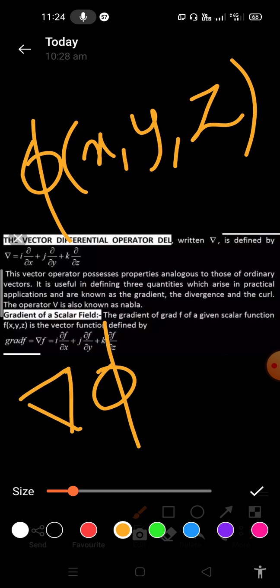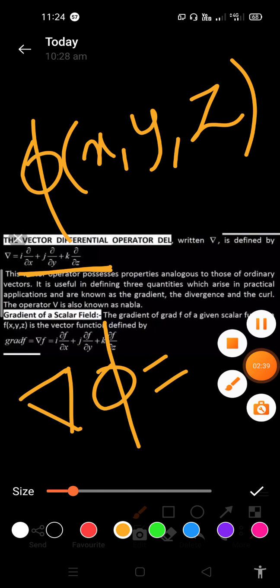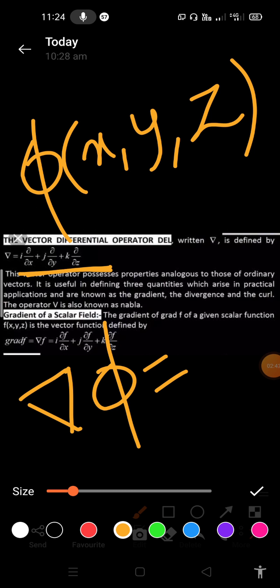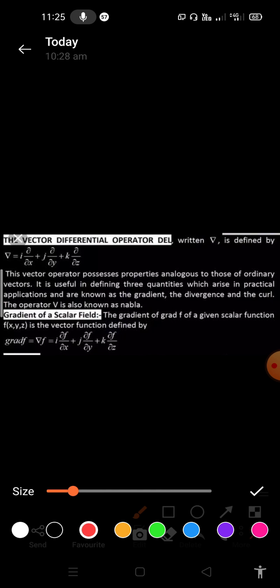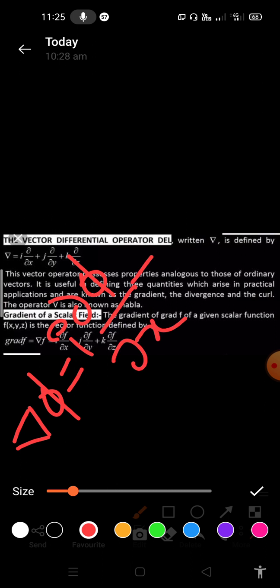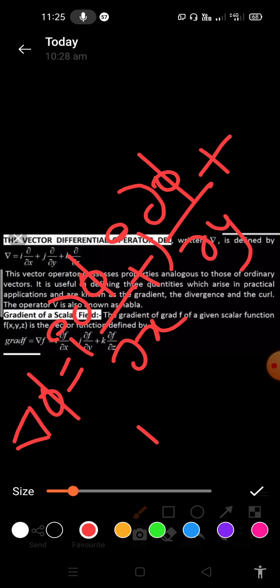So how can we write del phi? Del phi equals, writing the value of del here, i ∂/∂x plus j ∂/∂y plus k ∂/∂z, operating on phi. So the del phi value equals i ∂phi/∂x plus j ∂phi/∂y plus k ∂phi/∂z. This is del phi.